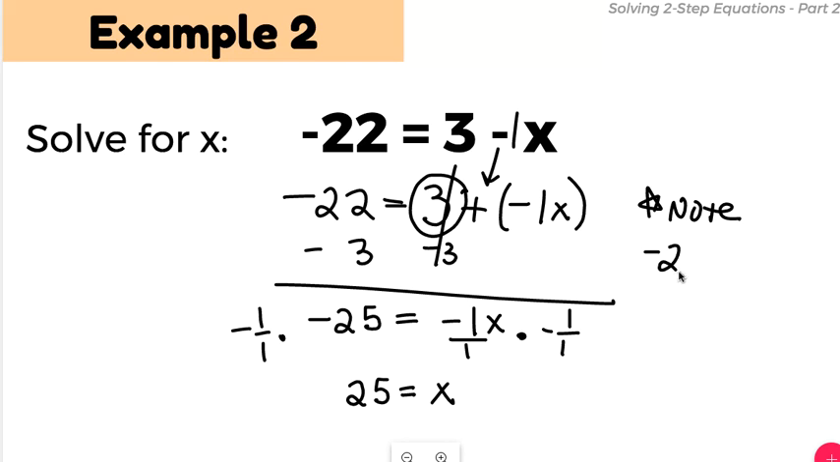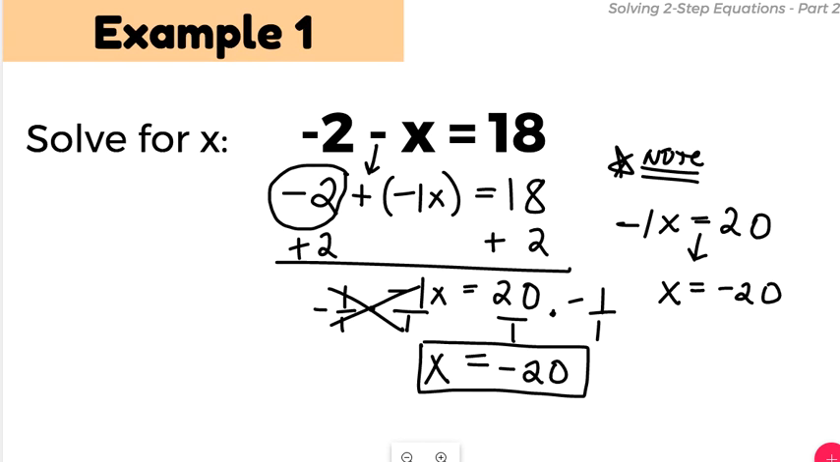Now again, let's look at what happened here. I had negative 25 equals negative 1x, and my answer became 25 equals x. What's the opposite of negative x? The opposite of negative x is positive x, isn't it? What's the opposite of negative 25? Positive 25. That's interesting.